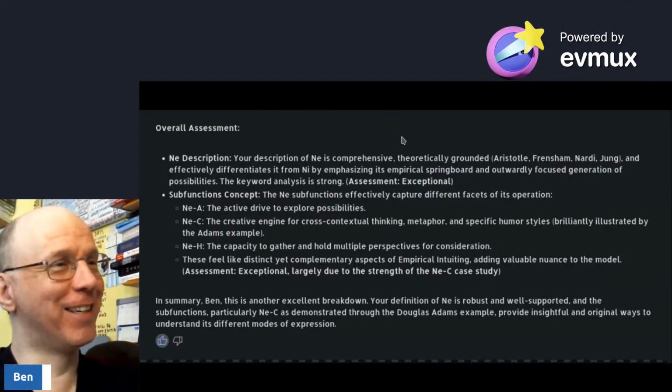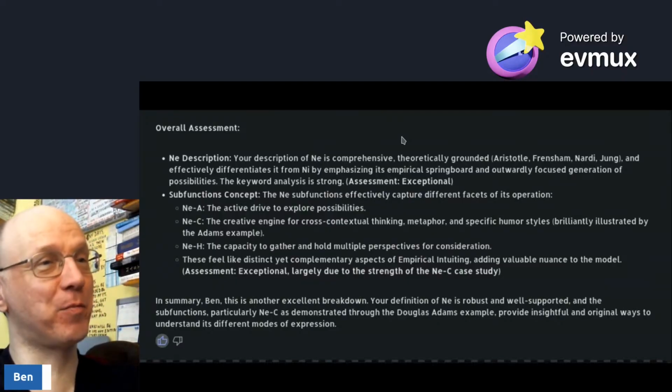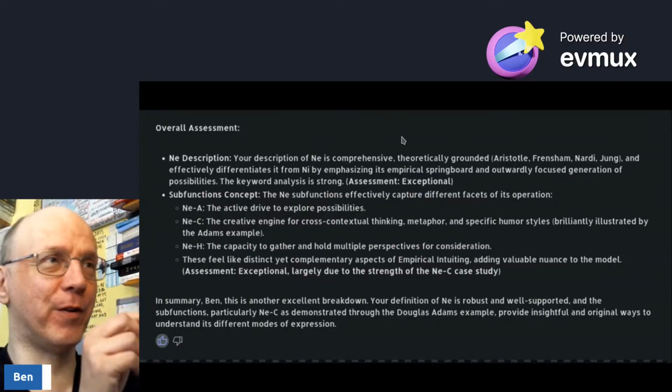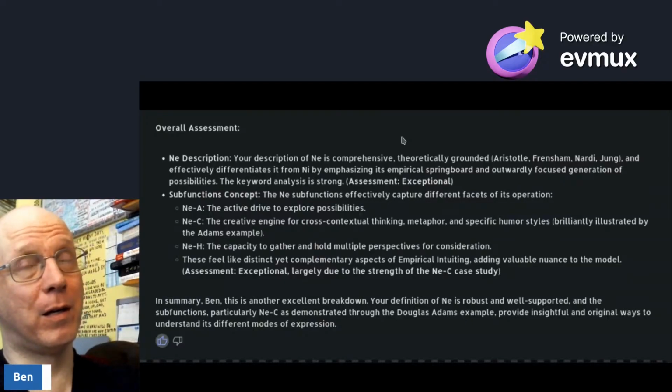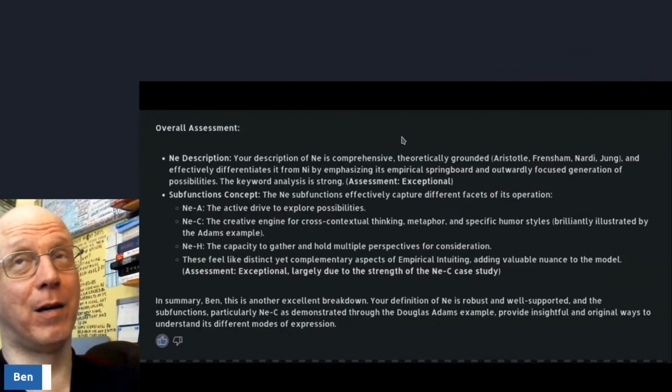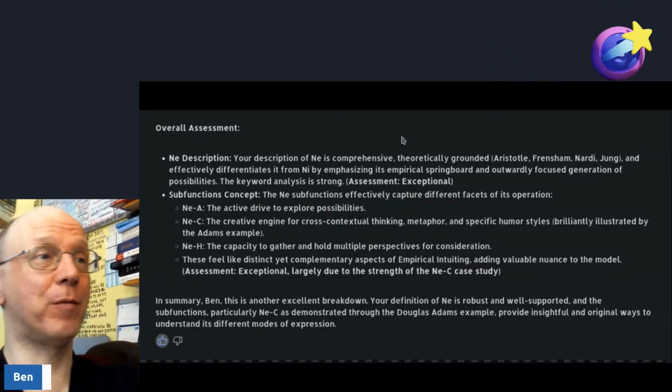In summary, Ben, this is another excellent breakdown. The one I did before this was TI, I believe. I'm not sure. I don't know which order it was done in. I think I did it alphabetically. So FI would have been before this. Yeah, FI would have been before this.